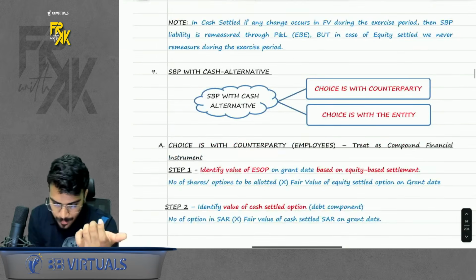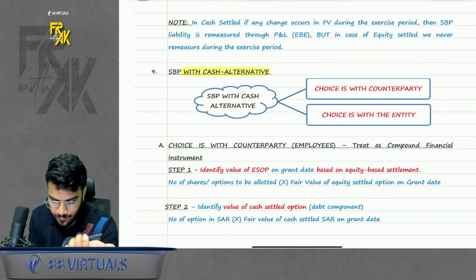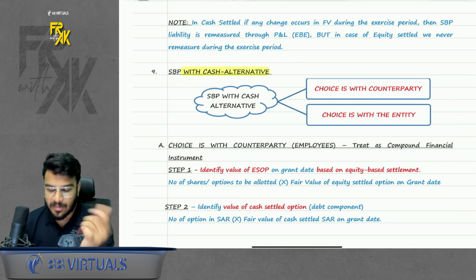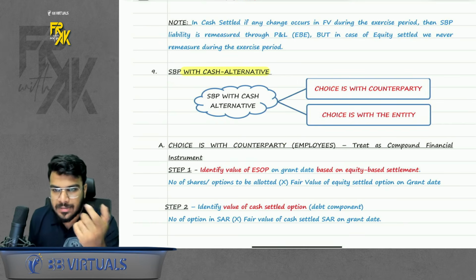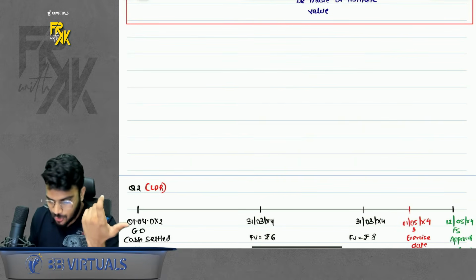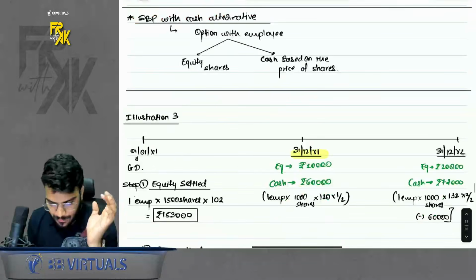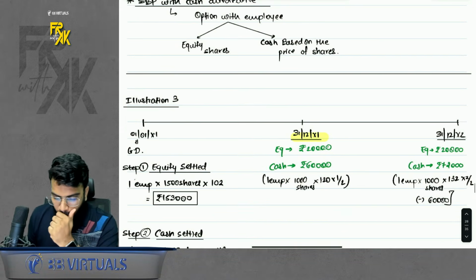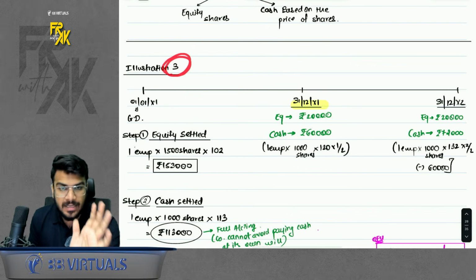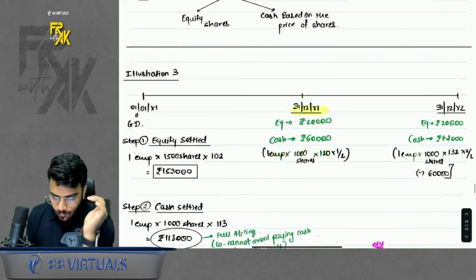Then the next point is SBP with cash alternative. What is the meaning of this? Here you give the choice to the employees: the employee can either choose cash or choose shares. That is the choice of the employee. Now how will you account for this? The accounting is very simple. I took illustration number 3 as the base.